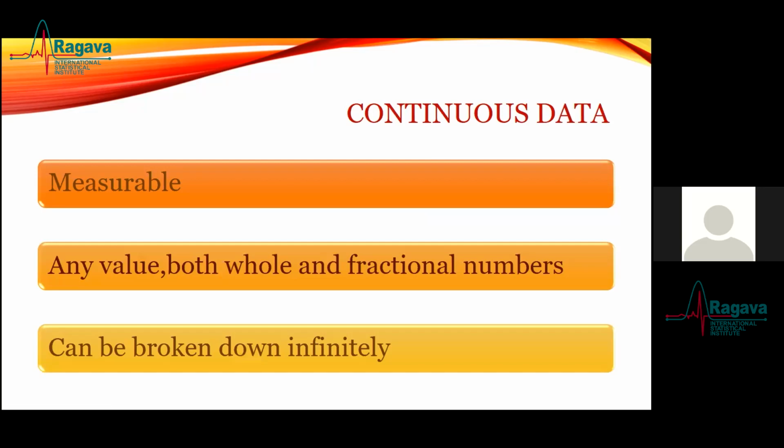Now moving on to continuous data. Continuous data is again a type of quantitative data which can be measured. Any physical quantity that can be measured tends to be continuous data. It can take any value. It is not fixed to one. It is not a fixed value. It can take both whole and fractional numbers. In either way, you'll get a meaningful value. And this data can be broken down infinitely.